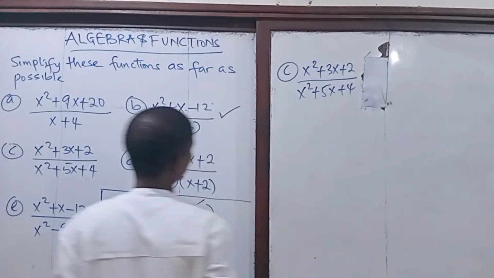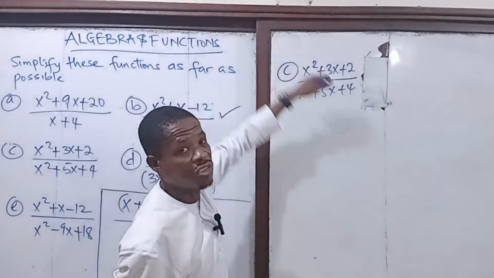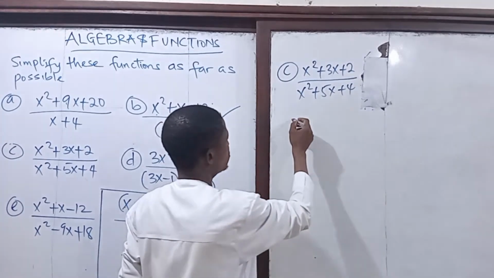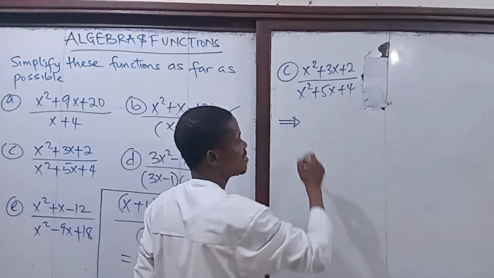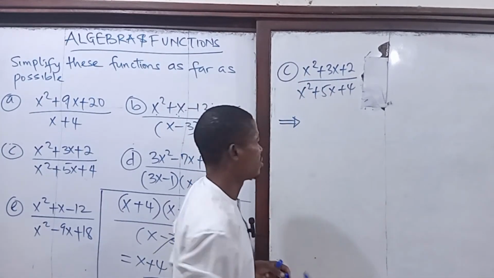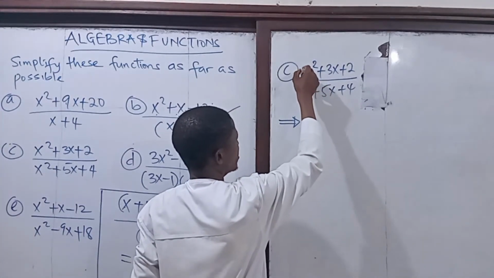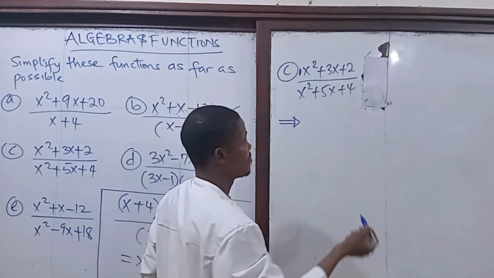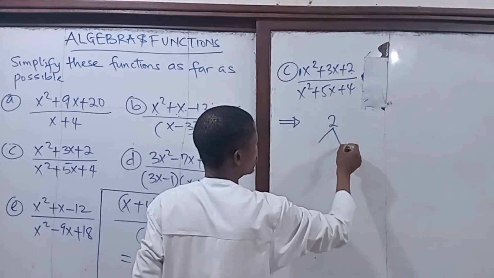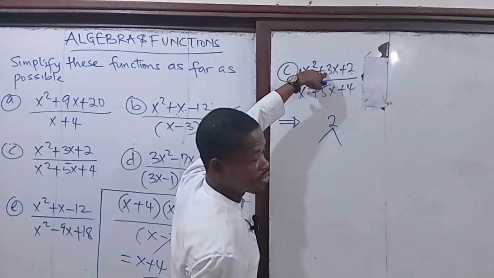The numerator is quadratic in nature. The denominator is also a quadratic expression. So what do we do? We're going to turn each of the quadratics into products of two linear expressions. For the first one, since the coefficient of x squared is 1, we don't need to waste our time. Just take the constant number, which is 2, and find the two factors of 2 that can generate plus 3. So that is what?